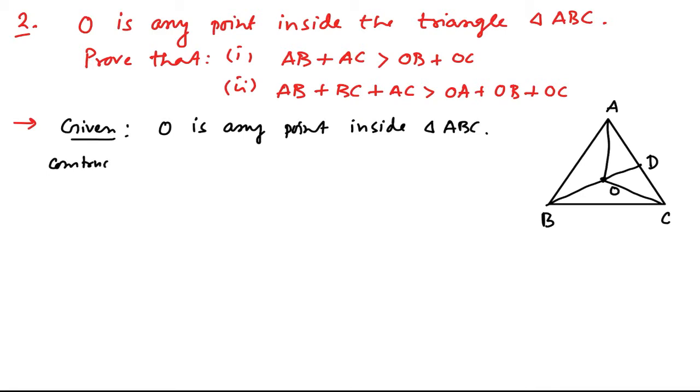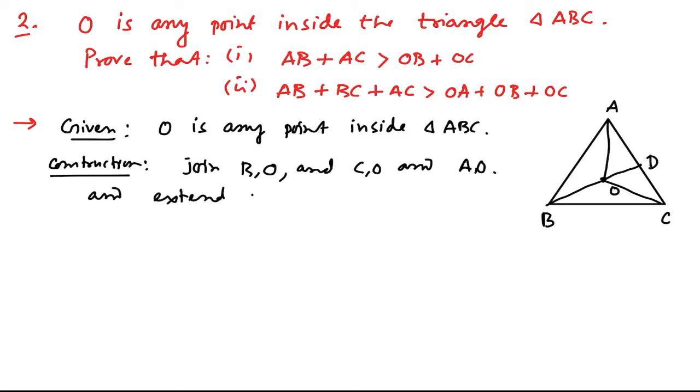Construction part. Construction: join B, O and C, O and A, O, and extend BO to D, so that it intersects AC at D. Okay. Now we have to prove.